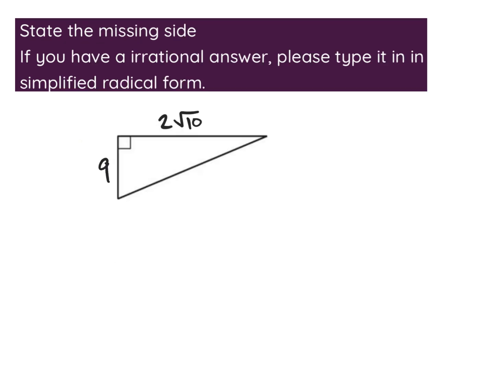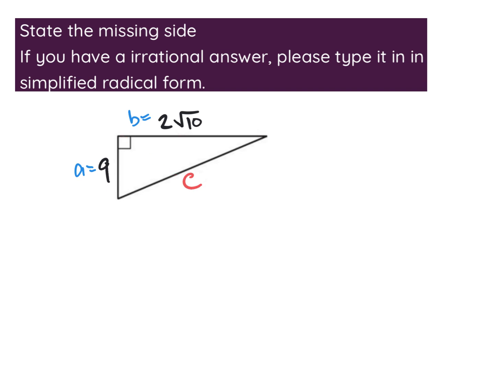So here's an interesting one. What is our A value? What's our B value? What's our C value? Do we know A? What is A? A is 9. Okay, do we know B? B is 2 square root of 10. And do we know C? We don't. We know it's that longest side, the side opposite the 90-degree angle.